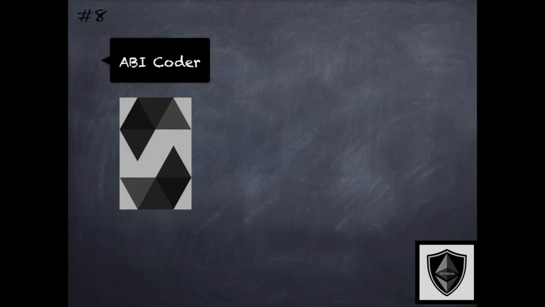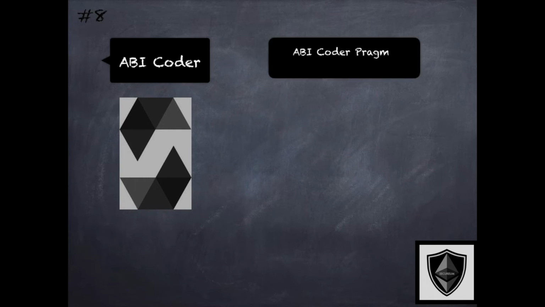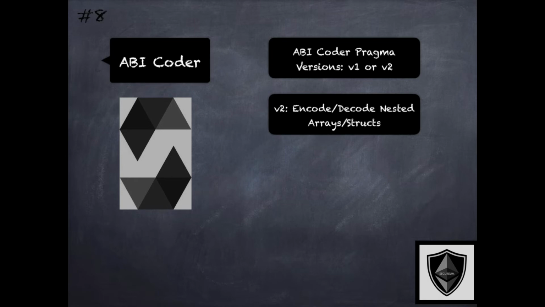The second version pragma directive is what applies to the ABI Coder. Recall that ABI refers to the application binary interface. So this ABI Coder pragma directive allows the developer to specify the choice between version 1 or version 2. The newer version 2 was considered experimental for a while, but is now activated by default, and this allows the encoding decoding of nested arrays and structs. And we'll take a look at these data types in the later part of this module.